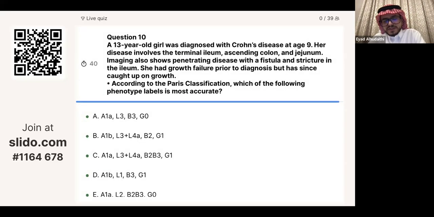So next question. This is a tricky one. A 13-year-old girl was diagnosed with Crohn's disease at the age of 9. Her disease involved the TI, ascending colon, and duodenum. Imaging also showed penetrating disease with a fistula and stricture in the ileum. She had growth failure prior to diagnosis, but has since caught up in growth. According to Paris classification, which of the following phenotype labels is most accurate? So not to confuse you more, I won't read it.